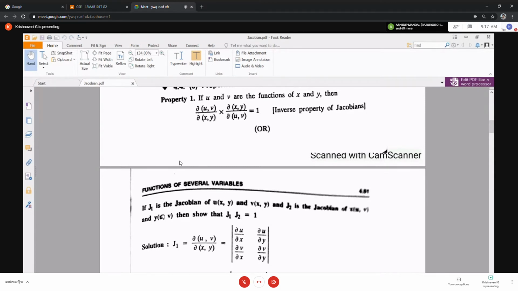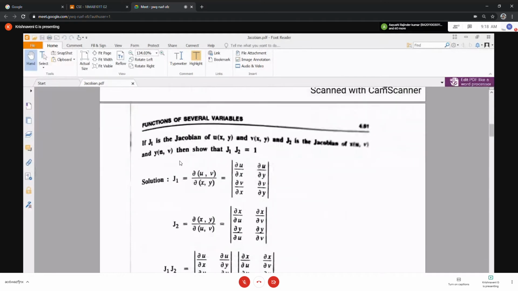Proof. If J1 is the Jacobian of u(x, y) and v(x, y), and J2 is the Jacobian of x(u, v) and y(u, v), then show that J1 J2 equals 1. Okay, this is the statement. Solution. First, J1 equals dou of (u, v) by dou of (x, y). We know that here u and v are with respect to x and y.